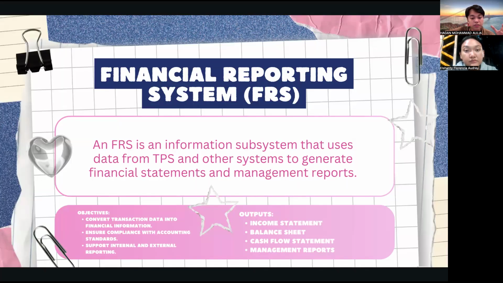Now let's move on to the financial reporting system or FRS. The FRS uses data from the TPS and other sources to produce financial statements and reports. Its main goal is to transform raw transaction data into meaningful financial information that complies with accounting standards. The main outputs of FRS include the income statement, balance sheet, cash flow statement, and management reports. These reports are crucial for both internal users like managers and external users such as investors and regulators.